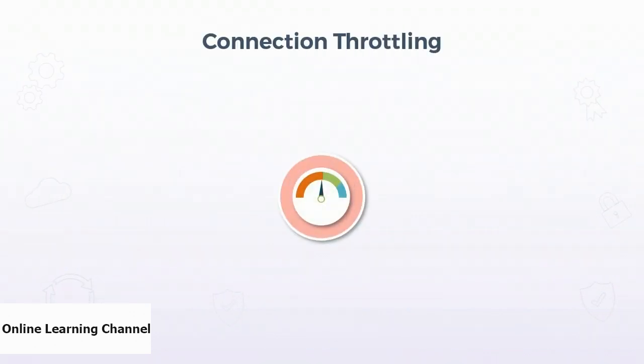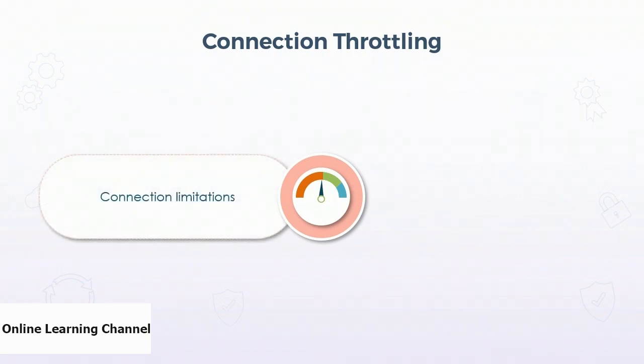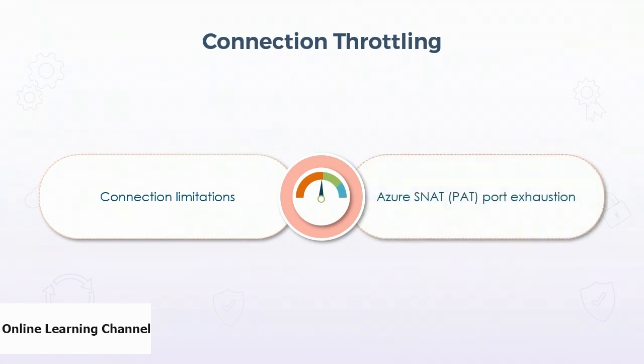You need to watch for connection throttling. There are Linux systems that have connection limitations. Be aware of any connection limitations of your host system. Also be aware that if you're running your application in a virtual machine that doesn't have a public IP address, you're also limited by the number of ports available. This is true whether you're using Source Network Address Translation, or SNAT, or Port Address Translation, or PAT, to communicate outside your virtual machine. Ensure you're not suffering port exhaustion.